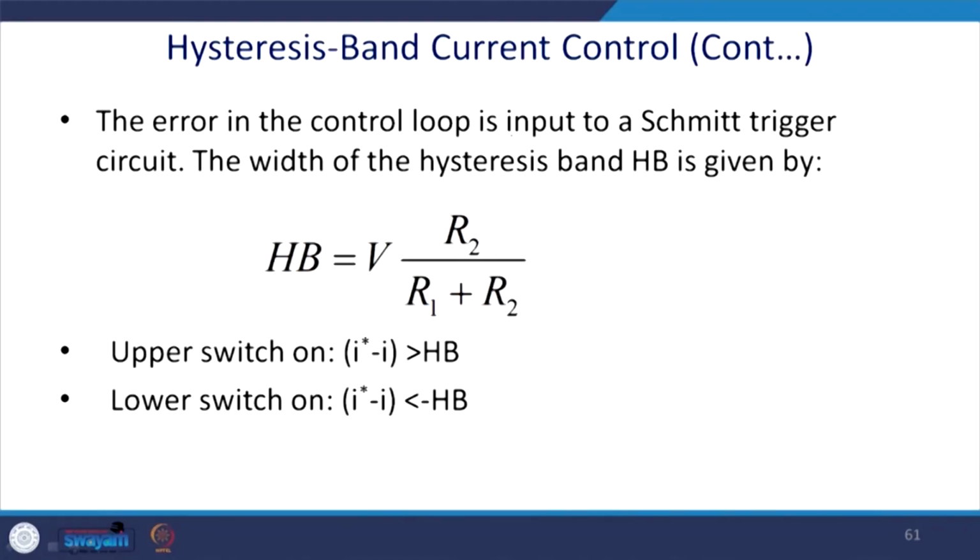So, as I told you, the error control loop is essentially a Schmitt trigger circuit with the hysteresis band HB equal to V R2 by R1 plus R2. When the reference I is more than this I, then the upper switch will be on and just the reverse will happen. Once this one is less, then the lower switch will be on, and that will say higher band, and this is high and this will be low. So, these transitions take place.